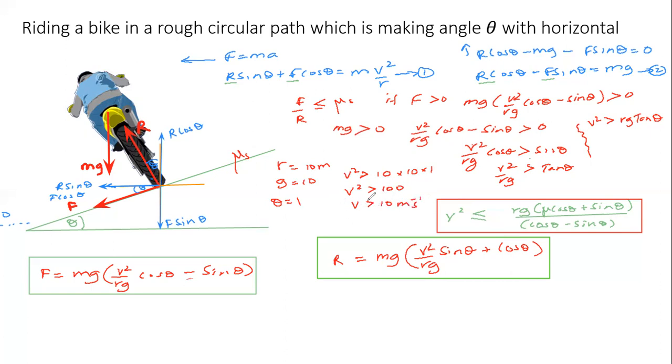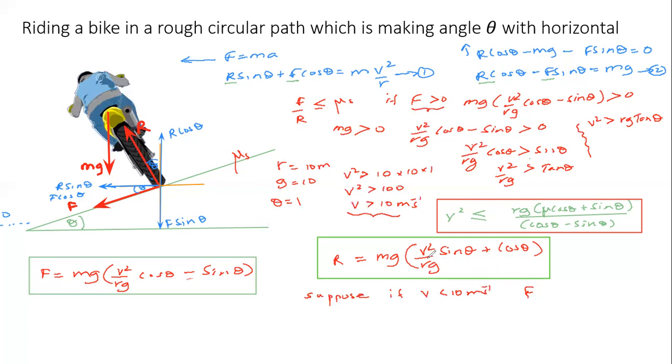Now, what does this do? If v is greater than this, f becomes larger. If v is larger than 10 m/s, f is greater than 0. Suppose the tangential speed is less than 10 m/s. What happens? Can you tell me? f becomes a negative number, no?